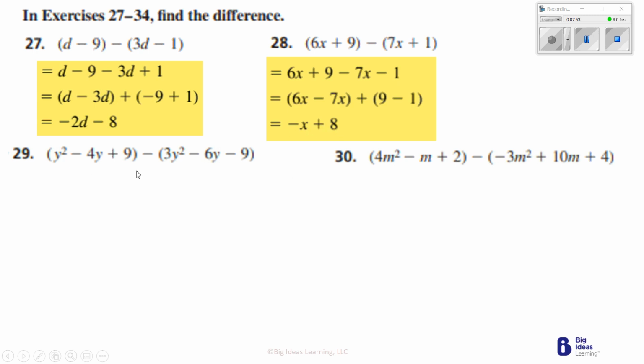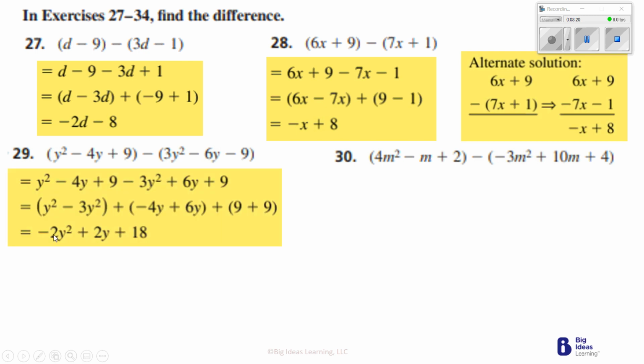Over here we'll take the negative 3y to the second power, combine it with the y to the second power. That's going to give us negative 2y to the second power. We're going to take this negative times the negative. That's going to be a positive 6y. Combined with the negative 4y will give us a positive 2y. And then 9y, this is also going to be a positive 9. I'm sorry, not y, 9 plus 9 to give us 18. So this will give us negative 2y to the second power plus 2y plus 18.